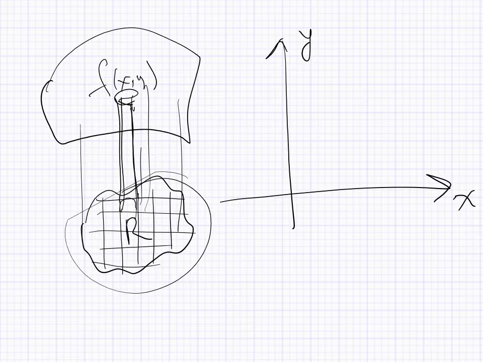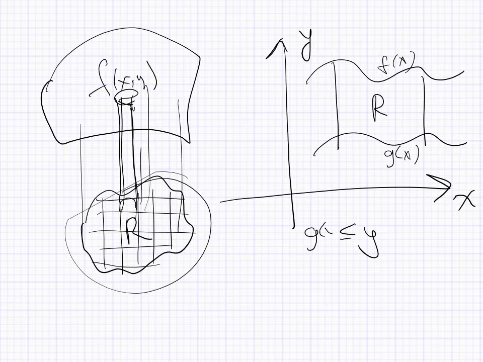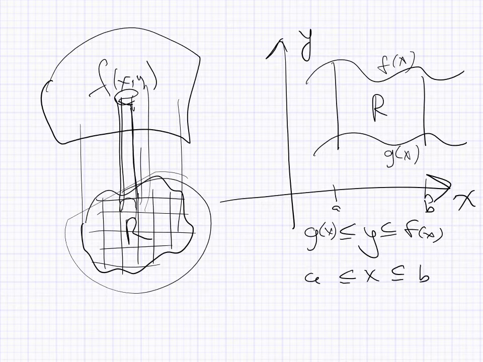And let's say that region is a vertically simple region, something like this. And we want to define this region. Here's a function, here's a function, both functions of x. We would say that y is between g of x and f of x, and x is between, let's say, a and b. And that's what we did before.